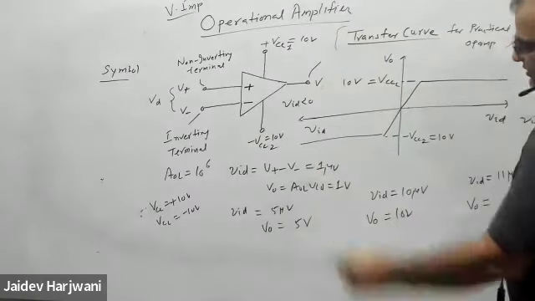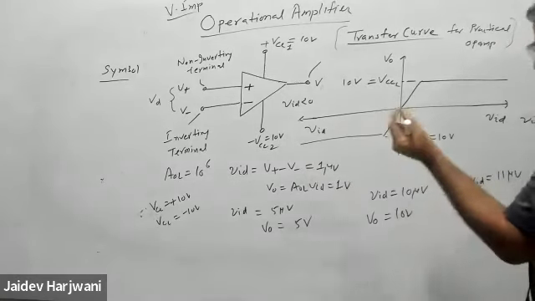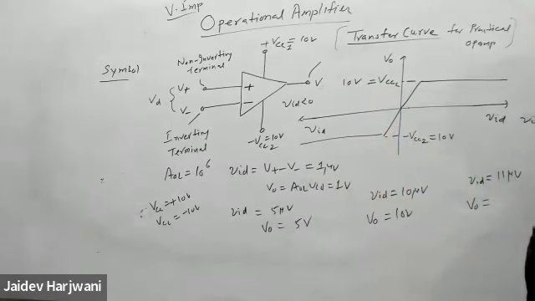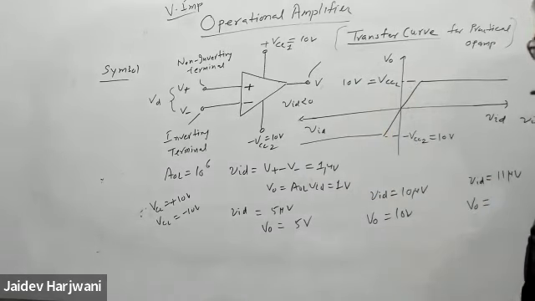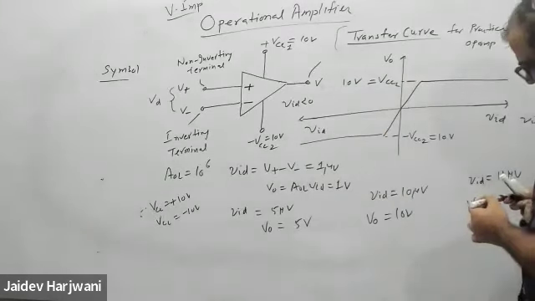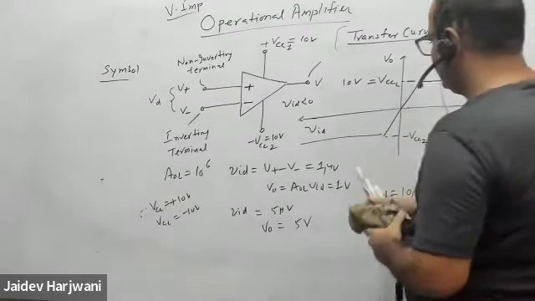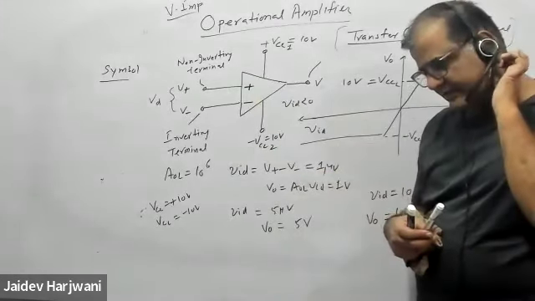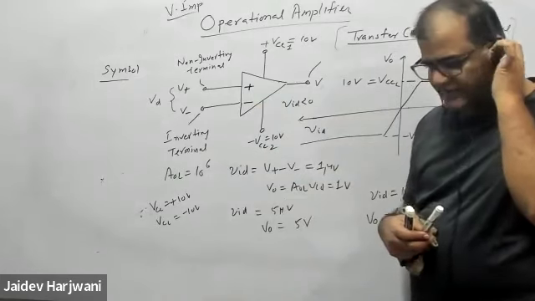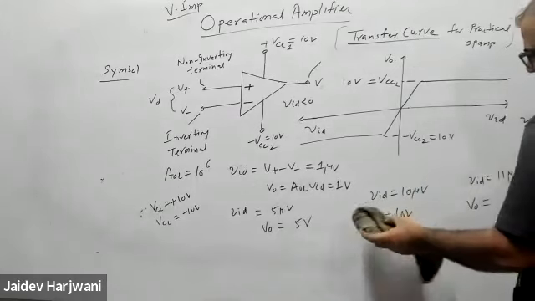Gain can be 10 raised to the power of anything. You apply millivolt also. I'm just applying a smaller voltage, micro or millivolt. If you apply a millivolt difference, then it will automatically saturate. So this is the practical op-amp. For some time you're getting a linear curve, then it saturates. Now if you apply a 1 millivolt difference, what will the output be?